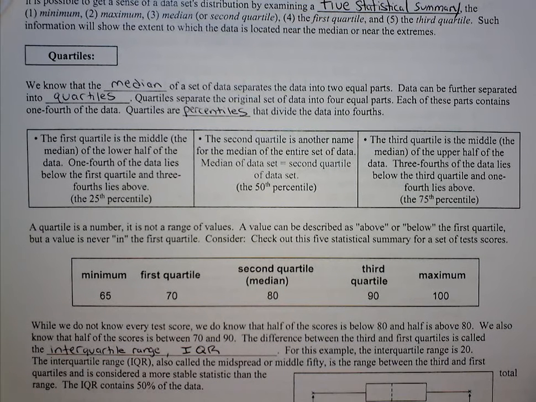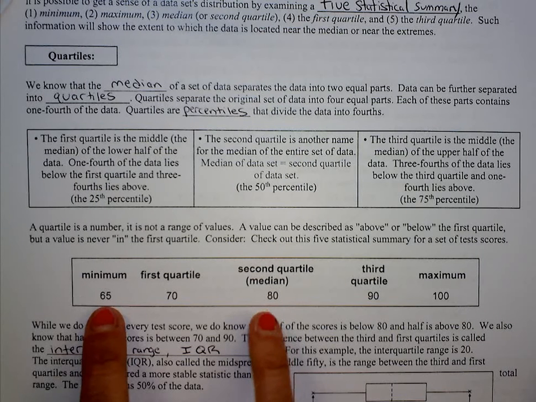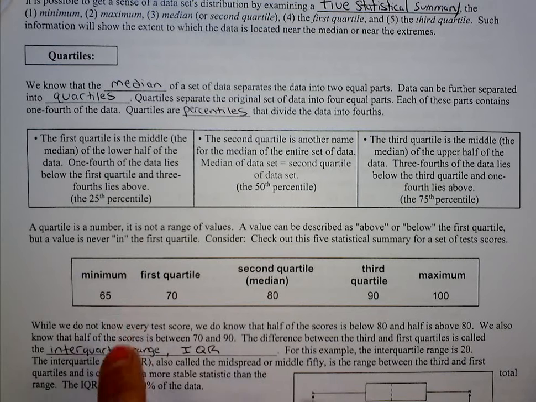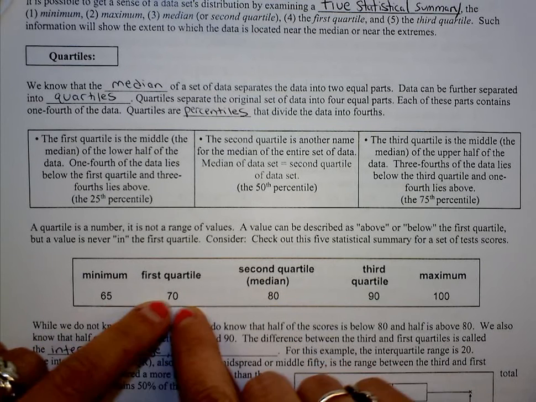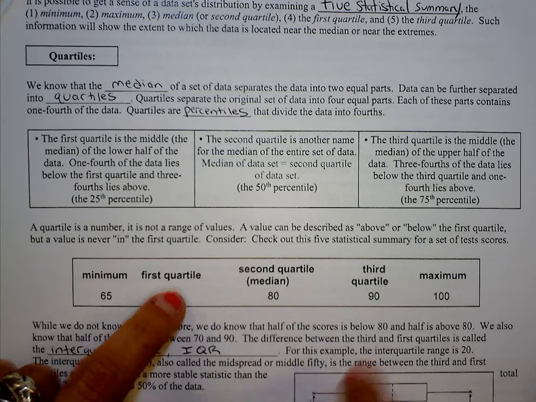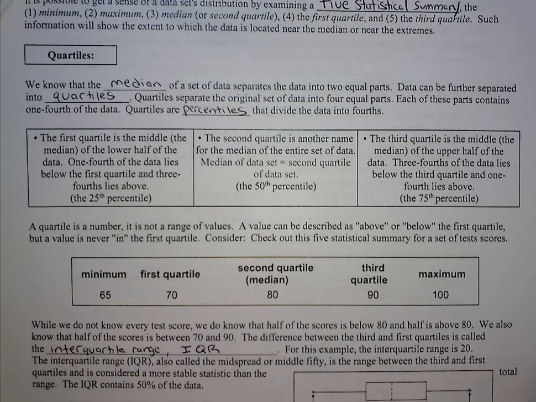Now, notice that it isn't the average of the minimum and the median. I'm not taking an average, it's just a string of numbers, and whatever that middle number is between the minimum and the median is the first quartile. Whatever the middle number is between the median and the maximum is the third quartile, not the average.